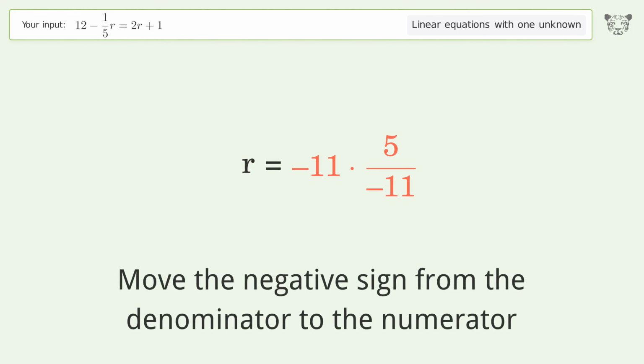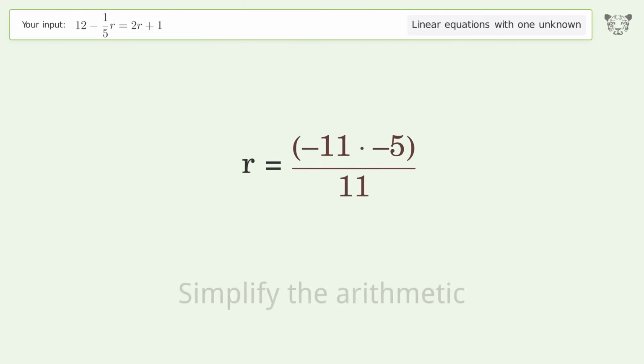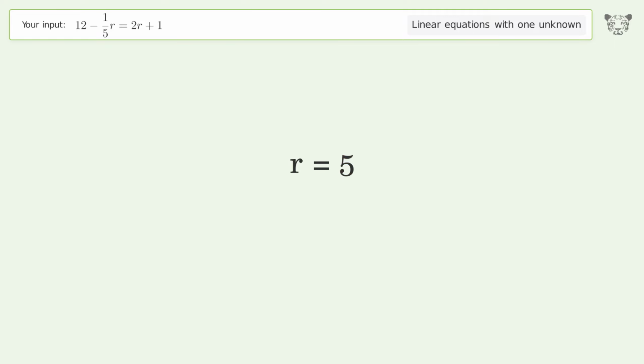Move the negative sign from the denominator to the numerator. Multiply the fractions. Simplify the arithmetic. And so the final result is r equals 5.